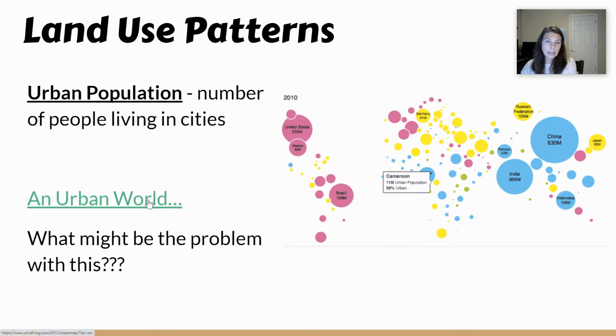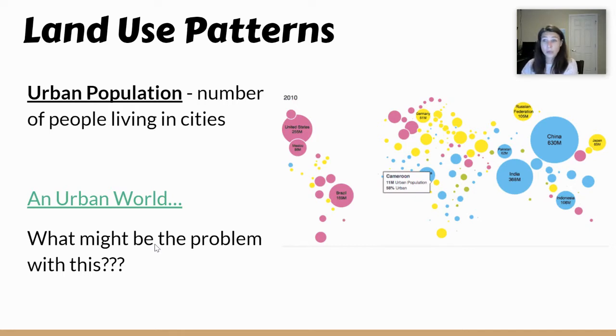And so I'm going to link this very cool interactive timeline that shows you the growth of cities over time. Pause and look at it. And as you're watching it, you are also going to be asked to answer a discussion question in your notes. Why might the growth of cities be problematic for countries that are seeing rapidly growing cities?